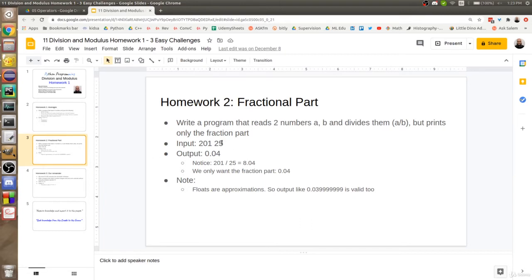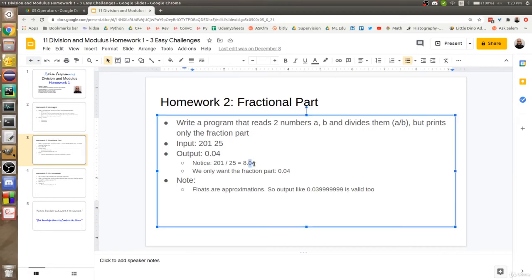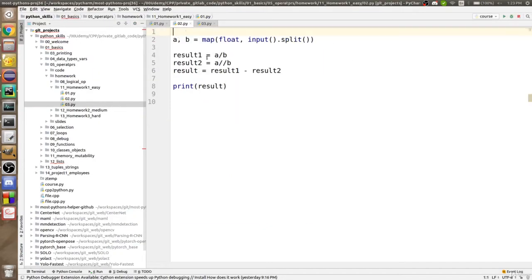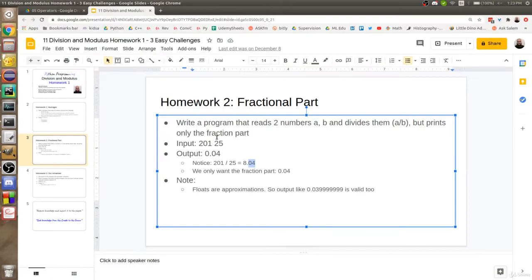So when we divide these two numbers, we would like to only get the 0.04. The idea is simple. We first go ahead and read the two numbers and compute their division, and then compute the integer division. If you subtracted the float division from the integer division, you will simply get rid of the 8. So the integer division of them is 8.